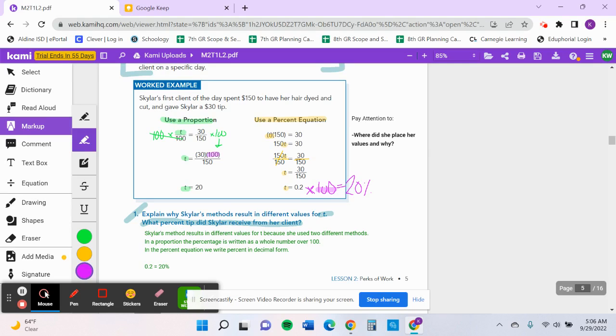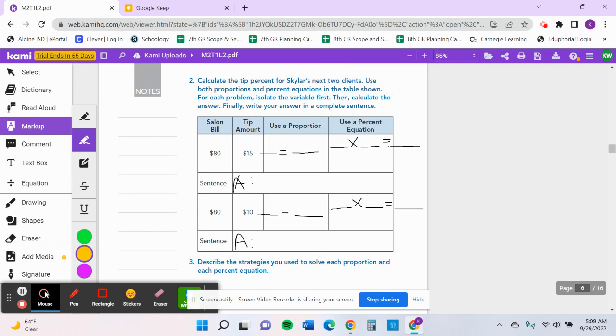For number 1, you should have answered or could have answered something like, Skylar's method results in different values for T because she used 2 different methods. In a proportion, the percentage is written as a whole number over 100. In the percent equation, we write percent in decimal form. And in decimal form, 2/10 is equal to 20%. Go ahead and turn to the next page.